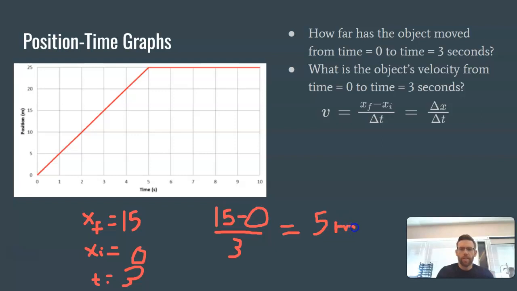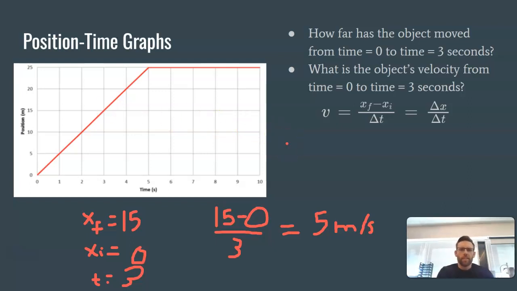And that's another thing. Conceptually, I hope that makes sense. When you look at this graph, you can see that every second it's increasing by 5. And that's what this velocity is telling you, is that for every second, it's going up by 5. So the velocity is 5 meters per second.